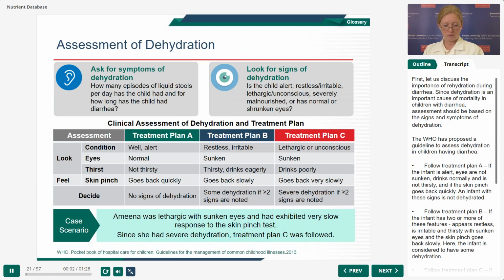The WHO is suggesting to first ask questions. So you want to know about the episodes of diarrhea. You want to know how long it has lasted. You also want to look for signs of dehydration, and the case scenario is showing you many of those. And if you look at the little tool that's included in this slide, what you will see is that you can assess by looking at the child, by feeling the child, and then you can decide if the patient has or not dehydration and how severe it is.